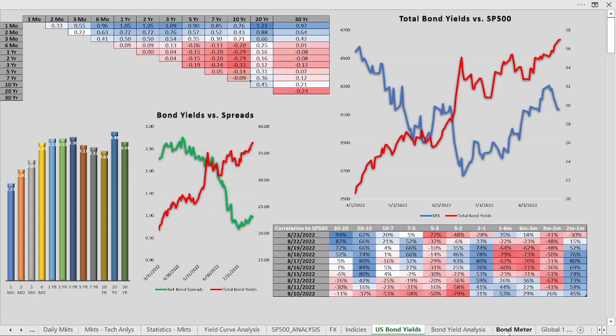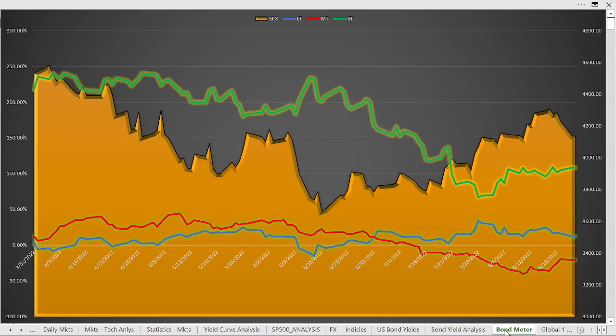Now, what we can do is classify bonds loosely into long-term, medium-term, or short-term. So, for example, first of all, this big orange area chart is the S&P 500. This is going back to March, April of this past year. So after a big move to the downside ending in June, we've seen a progressive move higher, of course, excluding yesterday and today's weakness.